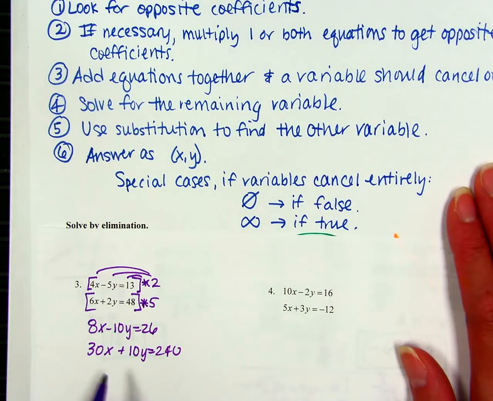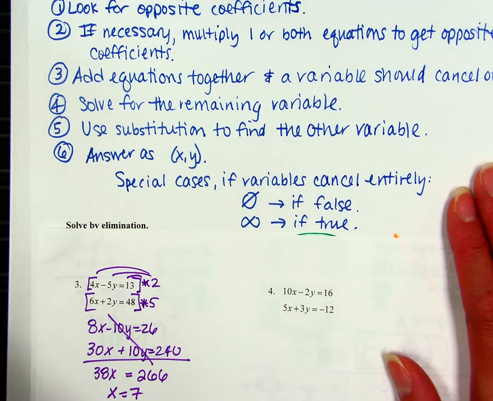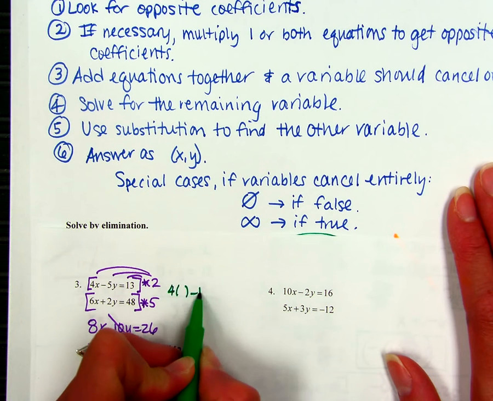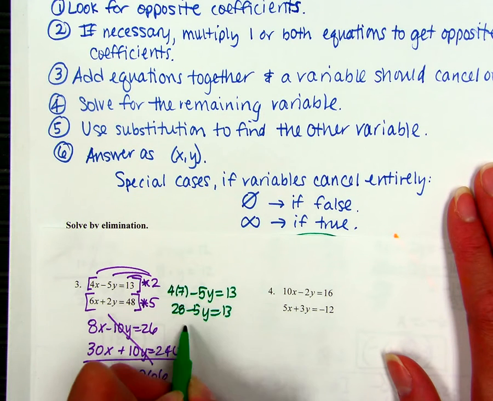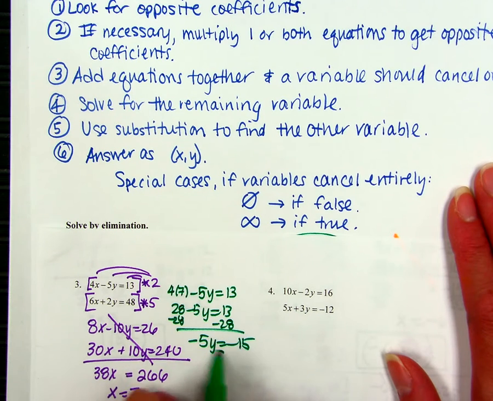All right, once I have opposite coefficients, I'm going to add my equations together. And if you do that, one of your variables should cancel. So I have 38x equals 266. Then do 266 divided by 38, and you get x equals 7. So now substitute that back into either of the equations. It doesn't matter which one. So 4 times 7 minus 5y equals 13. 28 minus 5y equals 13. If you subtract 28 on both sides, you get negative 5y equals negative 15. And y equals 3. All right, so final answer is 7, 3.